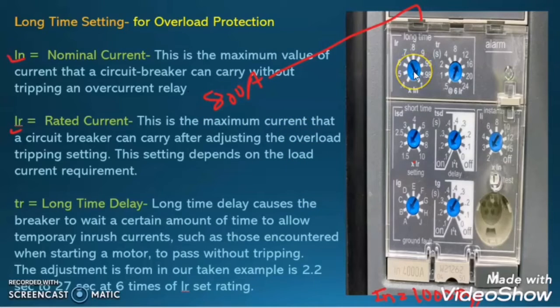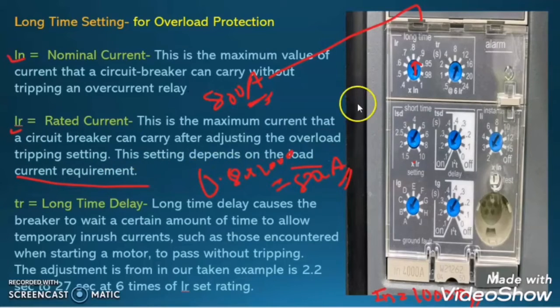But when we change the overload tripping setting to 0.8, then the ampere rating of this breaker will become 0.8 into 1000, which will be 800 ampere. So in that case, we will meet our load requirement. As I told you also, this rated current IR depends on the load requirement.